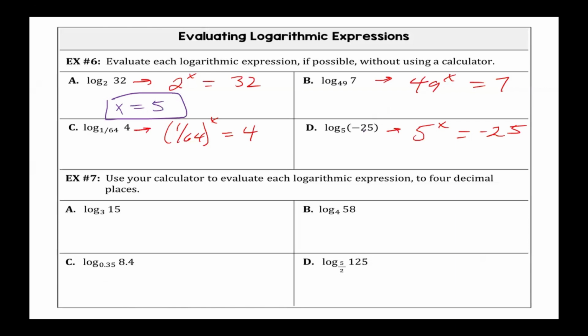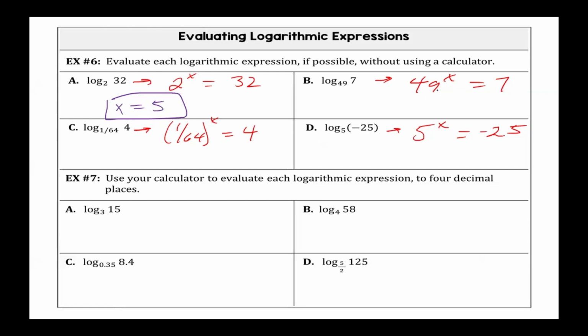Right? 2 times 2 is 4. 4 times 2 is 8. 8 times 2 is 16. 16 times 2 is 32. Yes? All right. 49 to what power equals 7?